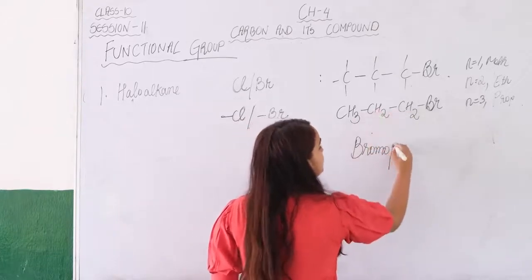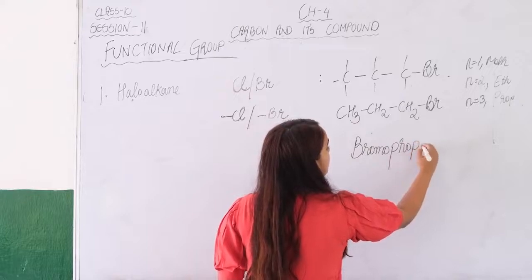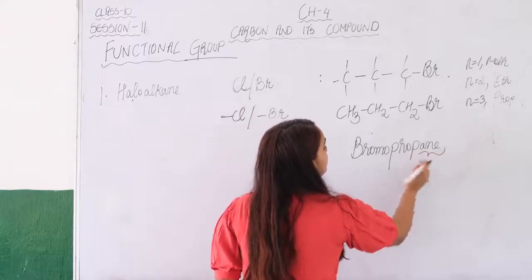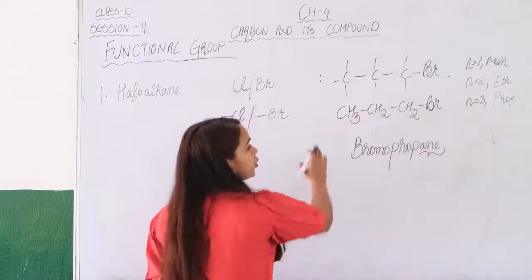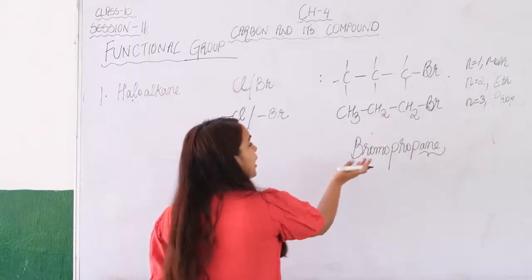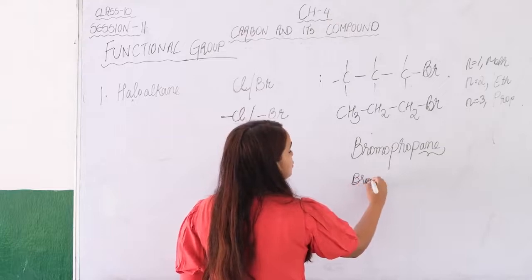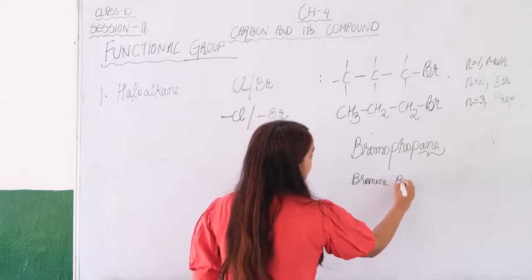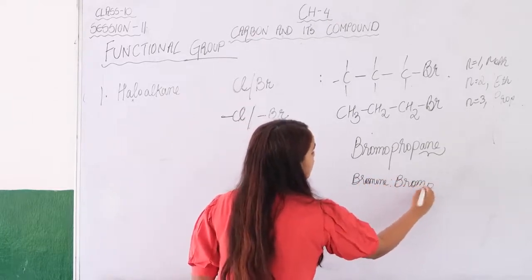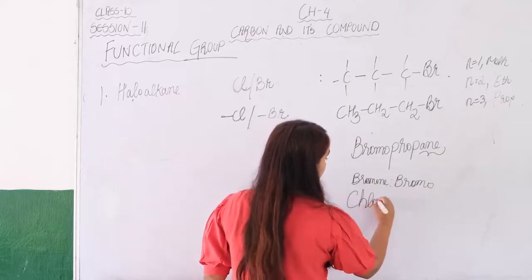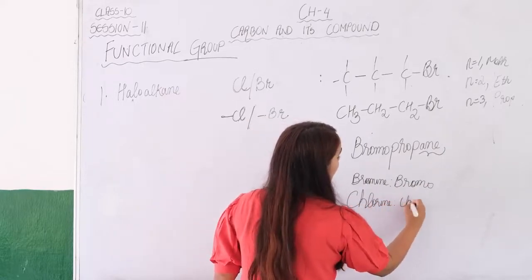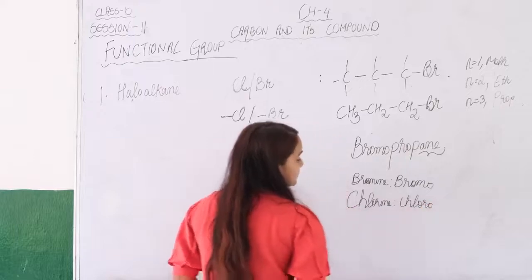3 carbons, that means propane. Why A and E? Because we are talking about single bonds, we are talking about alkane. That is why it will be bromopropane. Bromine will be converted to bromo while naming. Chlorine will be written as chloro. This is only for naming purpose.